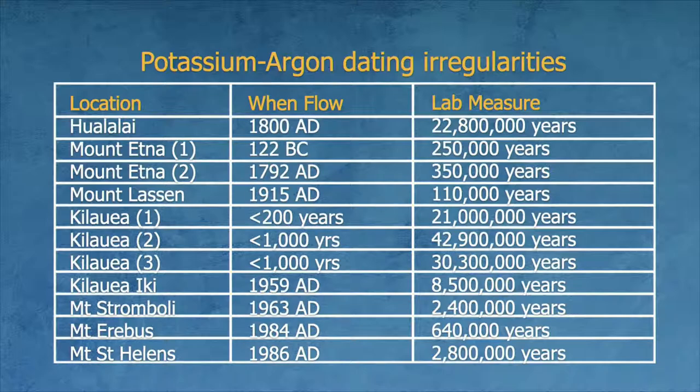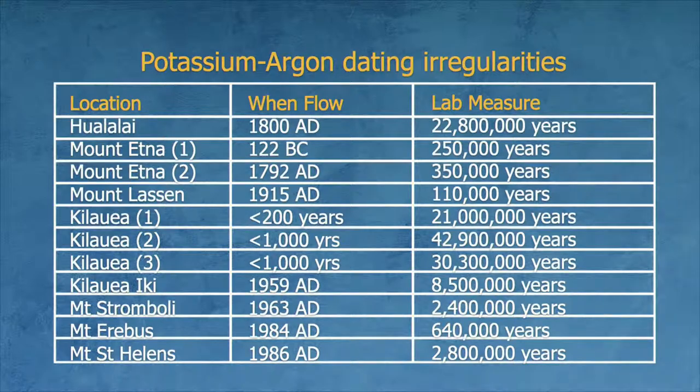So we have these known lava flows in the world, and there's a list of dating irregularities. In other words, these are lava flows where they know when they happened because they had eyewitnesses. But the interesting thing is that when you take the rocks to the lab and date them, they're dated super old, right? Does that make sense?